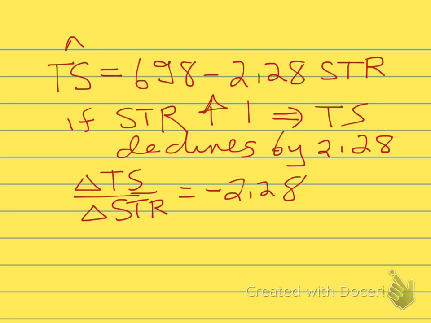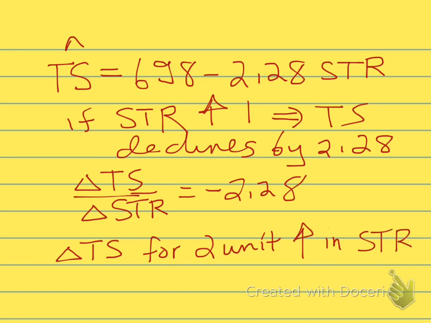We could also write that as the change in the test score for a 2-unit increase in STR is associated with a decrease in the test score, and that would be minus 4.56, 2 times 2.28. But that's our estimate of the effect of a 2-unit change, and it's not the confidence interval for the 2-unit change.